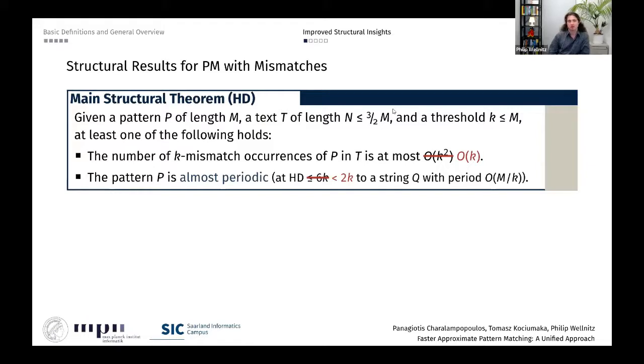So first of all, we showed that the number of k mismatch occurrences is only linear in k. And also we tightened what it means to be almost periodic. Okay. And now, of course, you may ask, are these bounds now finally optimal? And indeed they are, but I'll defer to the long version of this paper for the details.